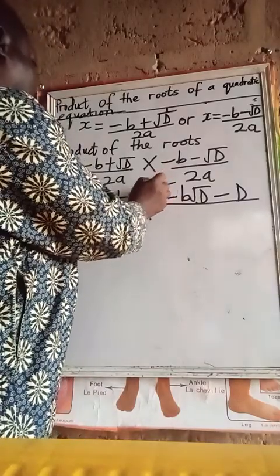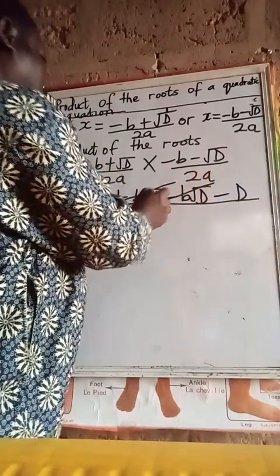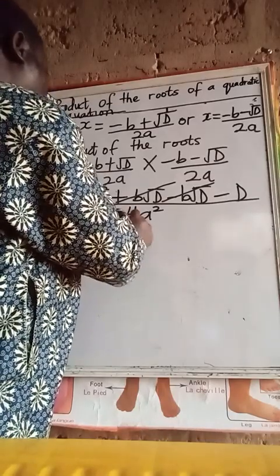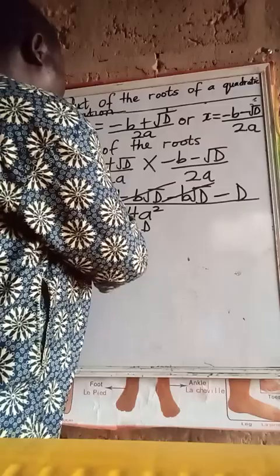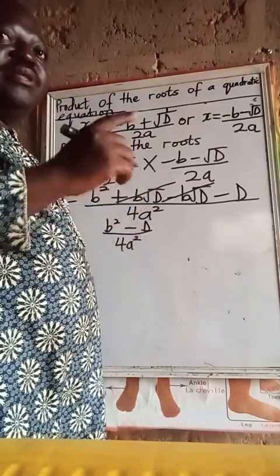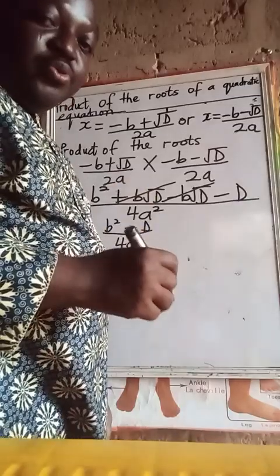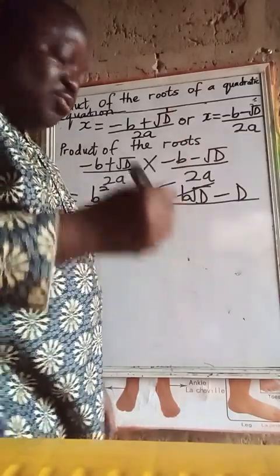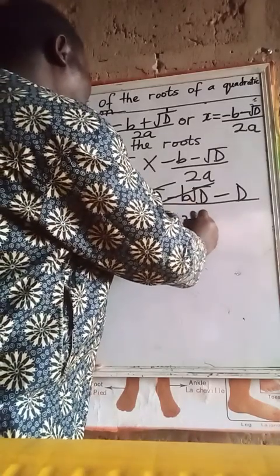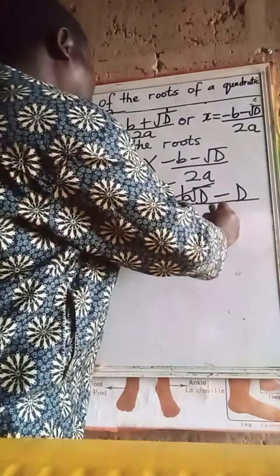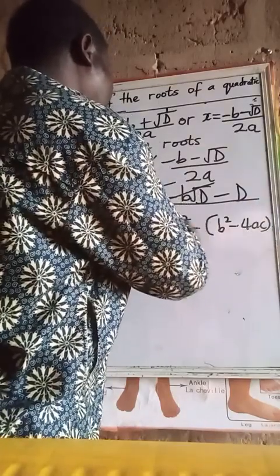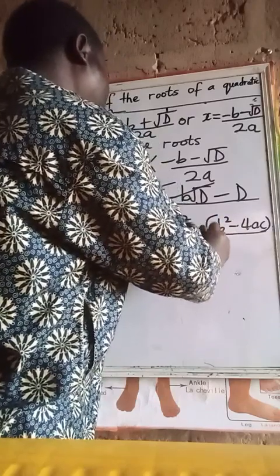From here, b root d minus b root d, they cancel each other out. So we are left with b square minus d all over 4a square. Now don't forget what d is. D is equal to b square minus 4ac. So now this becomes b square minus, instead of d now, I want to write b square minus 4ac. Then all over 4a square.